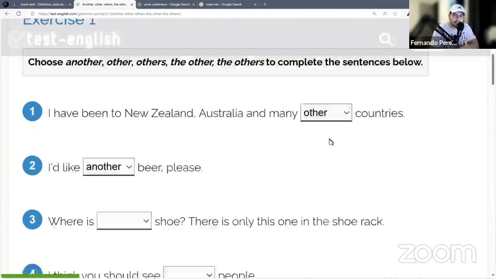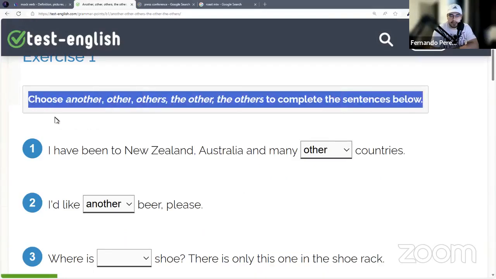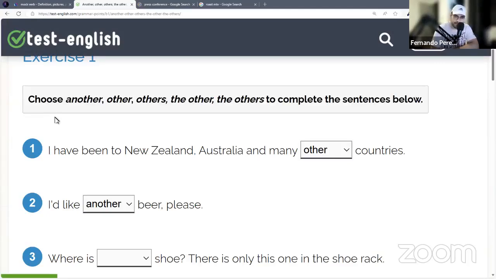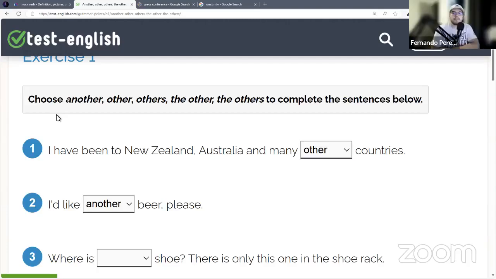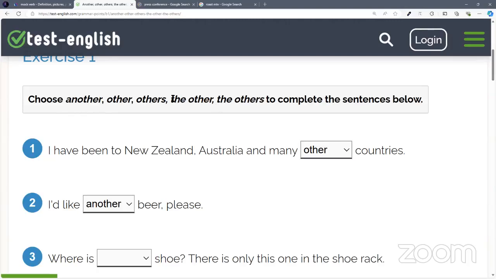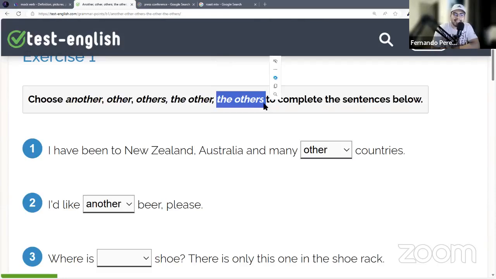Let's take a look at the options. Check the options. Please read. Choose another, others, the others to complete the sentence below. I didn't give you indications on the other and the others because it's the same logic as other and others when it's color blue, but you have a specific other.